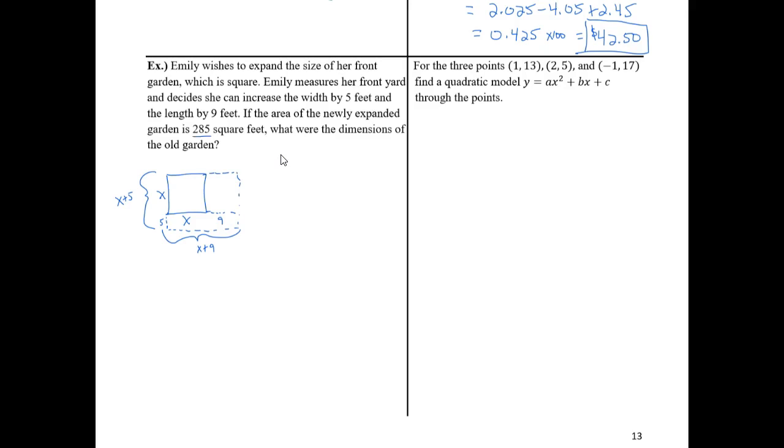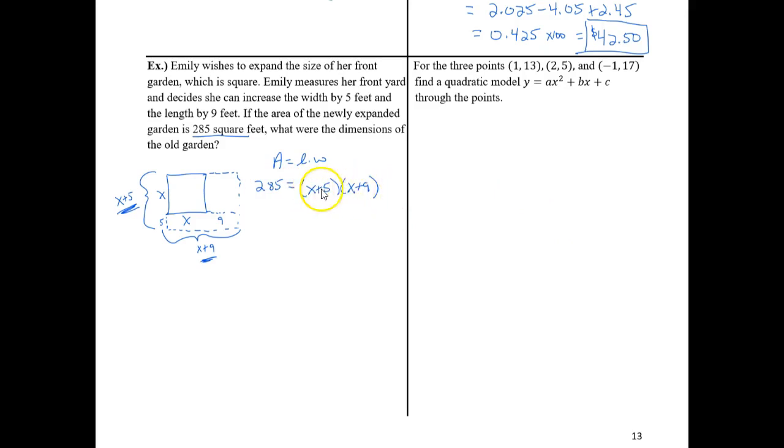And we know the area. So area in general is just length times width. The area of the new garden is 285. So we're replacing A with 285. And the new garden has these side lengths: x plus 5 and x plus 9. So I'm going to go ahead and multiply this out. We're going to get a quadratic, which means we're going to need to get everything on one side and try to factor. So let's do that.